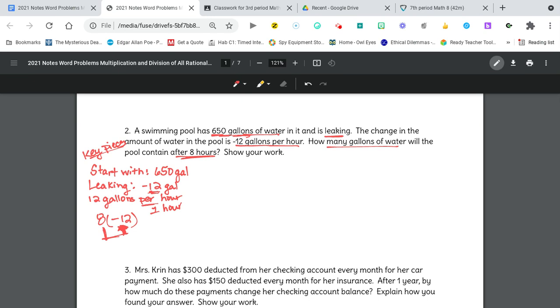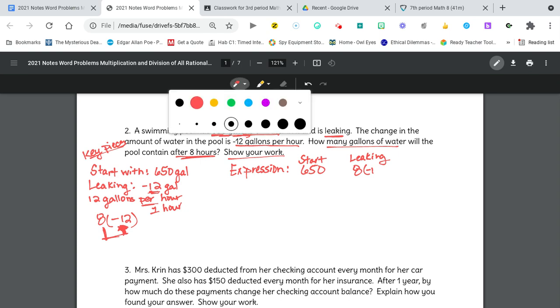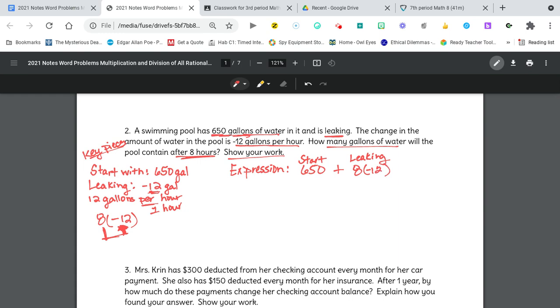All right. So now it says, how many gallons of water will the pool contain after 8 hours? Well, I'm going to write an expression. It tells me to show my work. I want you all to learn how to write expressions. So I'm going to go off of where it started. It starts at 650 gallons. But then it's leaking, okay? What is it leaking? It's leaking 12 gallons every hour, but it's going to do that 8 times.